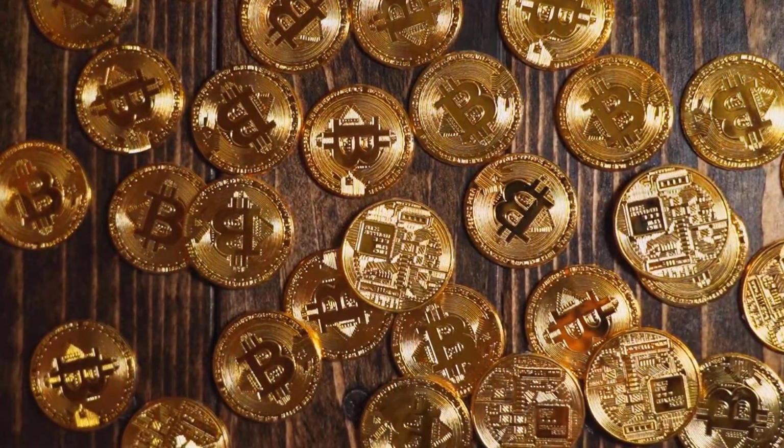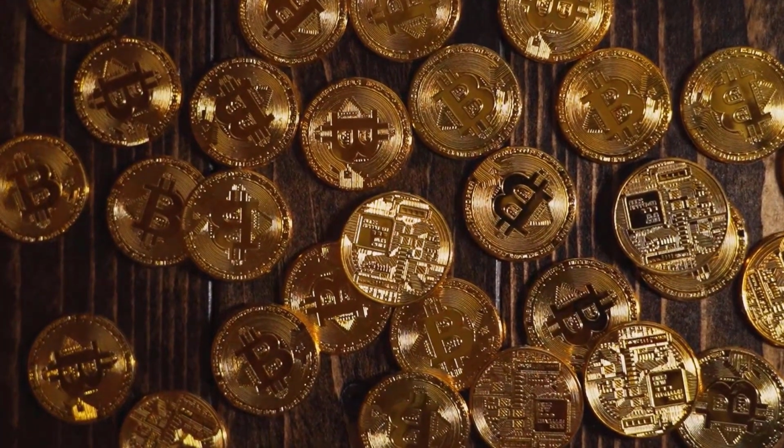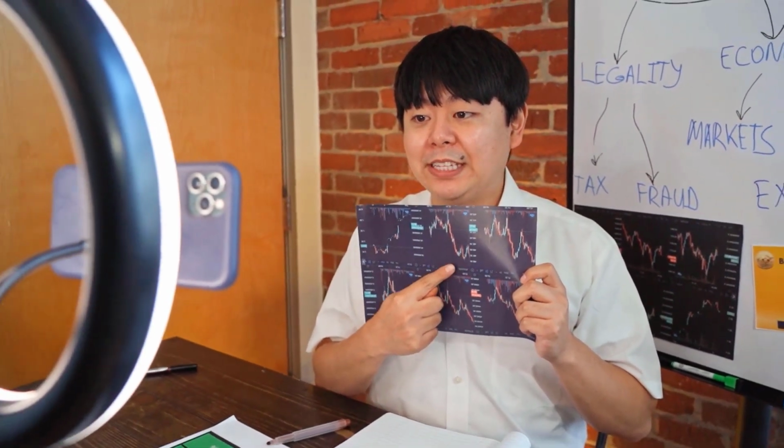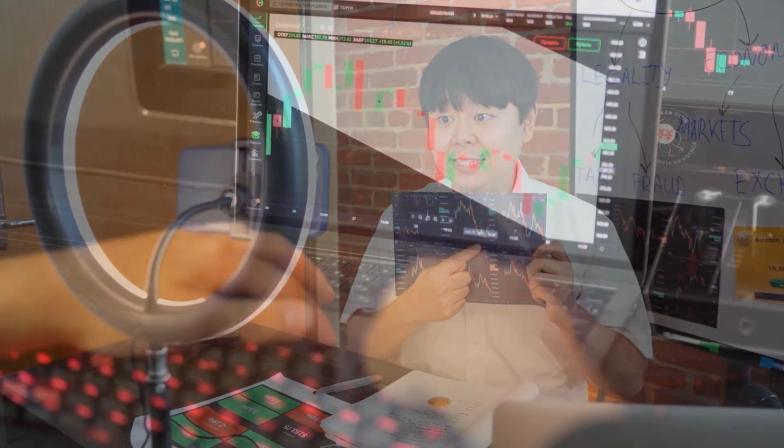AMP price prediction 2029. Looking forward to 2029, our forecast suggests that the price of AMP will reach a minimum value of 3 cents. The maximum value for AMP is expected to reach 4 cents, with an average trading price of 3 cents over time.